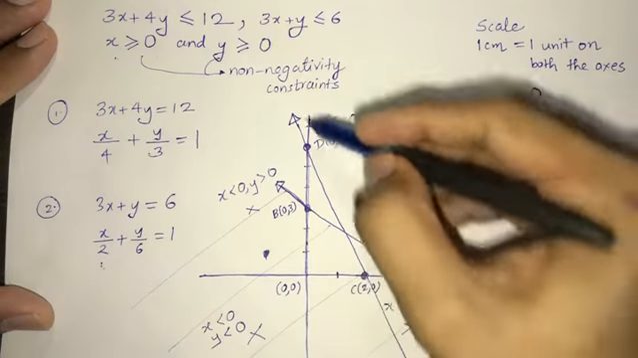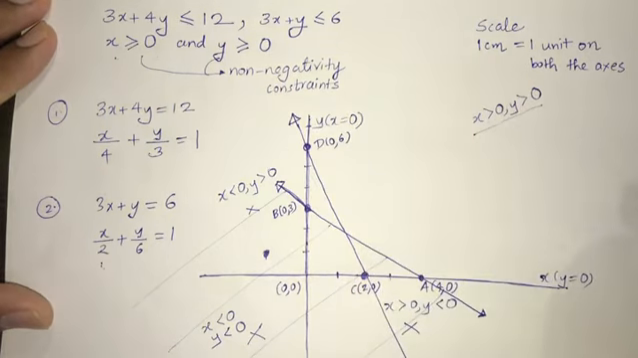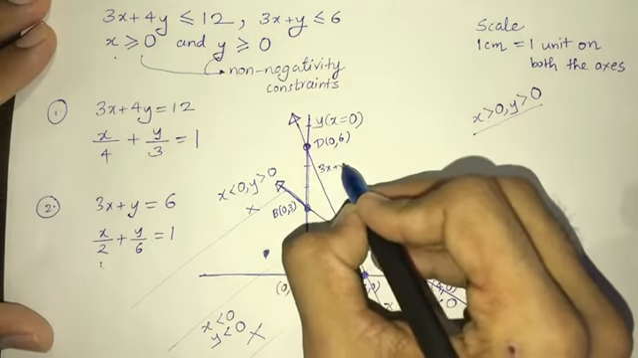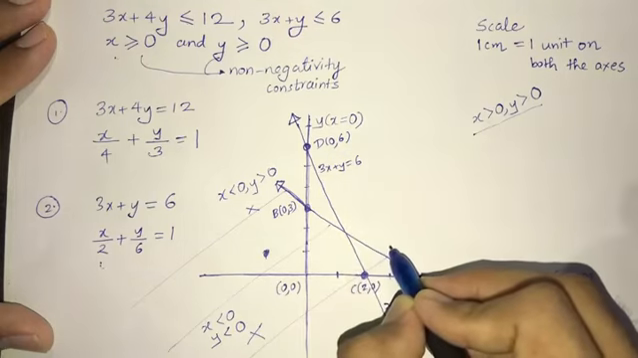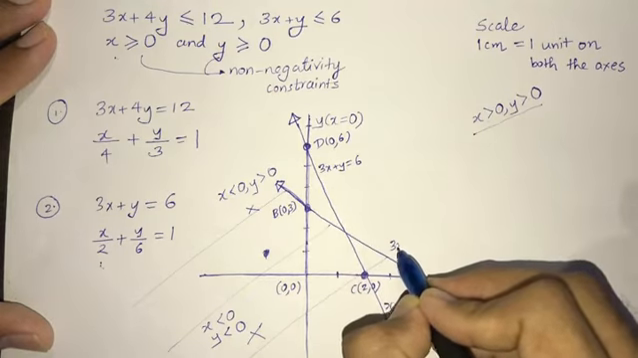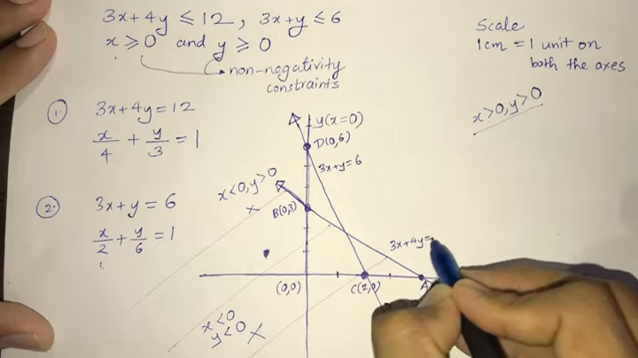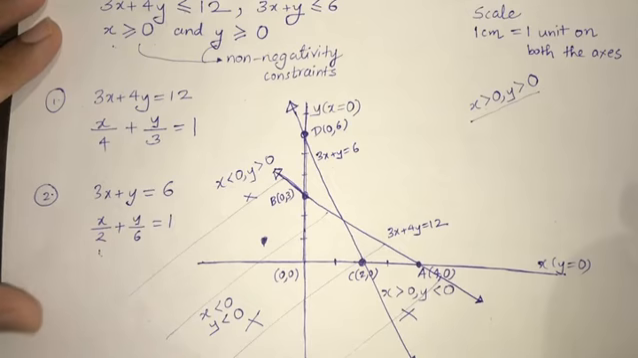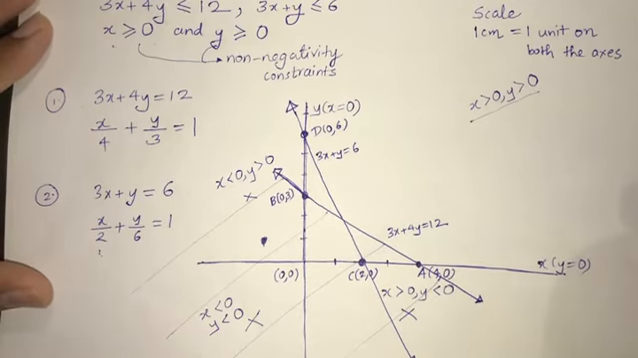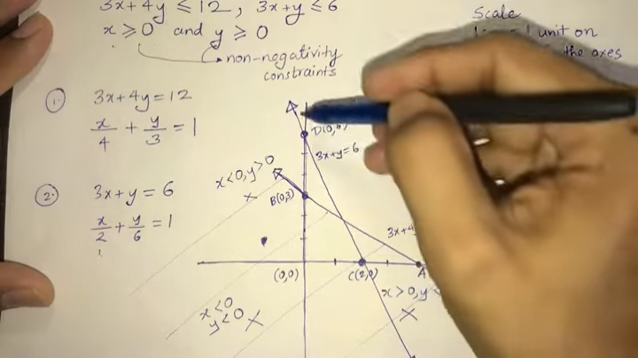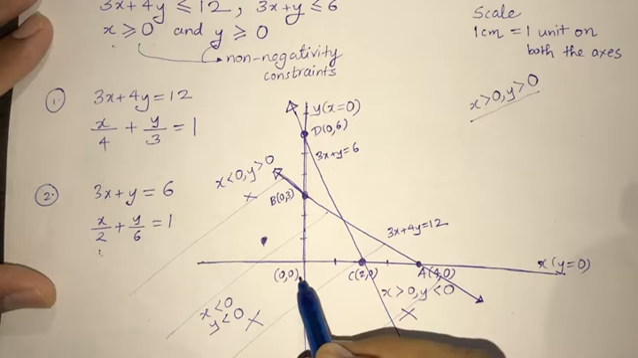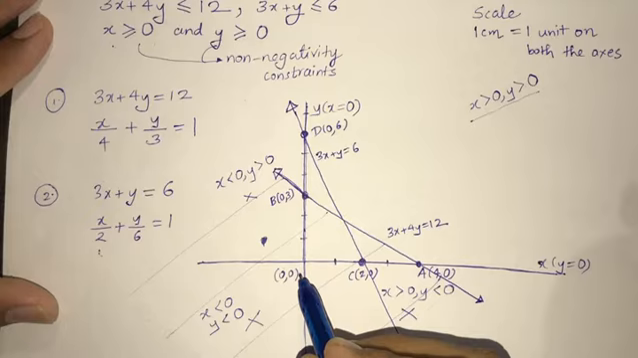This straight line here will be the equation 3x plus y equal to 6. This straight line here has the equation 3x plus 4y equal to 12. Okay, so 3x plus 4y equal to 12 is straight line 1, and 3x plus y equal to 6 is straight line 2. For that also we'll test whether the origin satisfies or not. If it satisfies, we'll say the solution is origin side. If it does not satisfy, the solution is non-origin side.